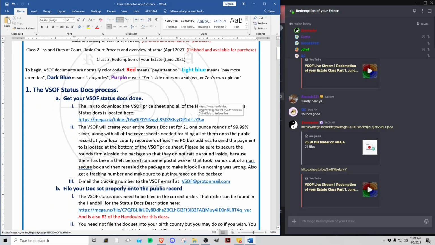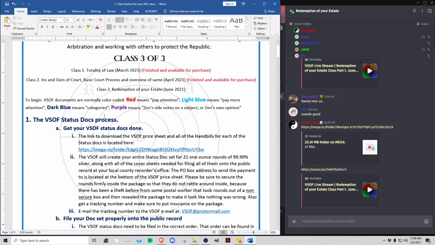So as long as everybody got the links to download all of the documents, I posted the link into the server. That's the mega link for the class. This mega link is all of the information that you need regarding the handbills, which are a descriptive 1 or 2 page, sometimes a little bit longer, layout of what each status doc does.